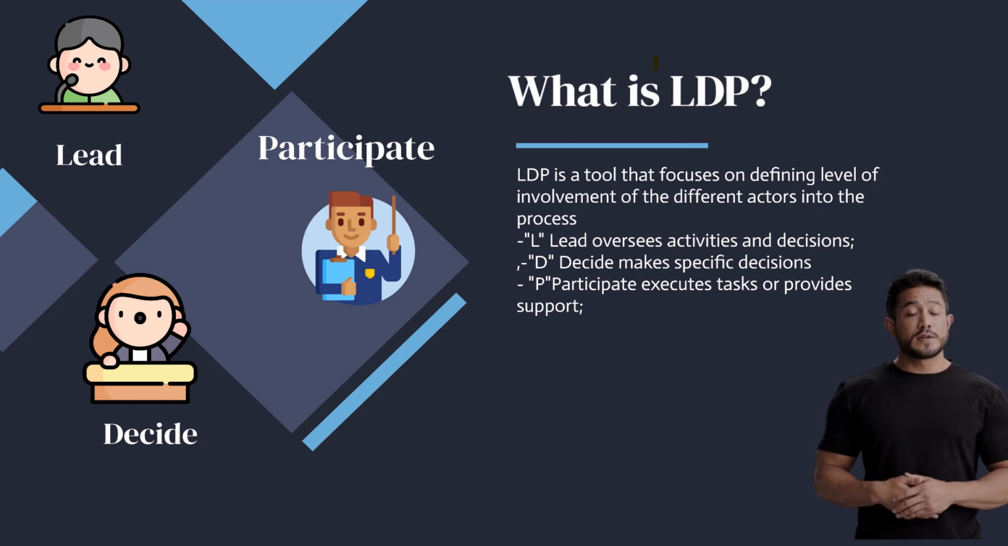LDP is a responsibility assignment tool that focuses on the level of involvement and authority of individuals or roles in decision-making and task execution within a process. It classifies roles into three categories. Lead, the person or role who is in charge of leading and overseeing a particular activity or decision. Decide, individuals or roles who are responsible for making specific decisions related to the process. Participate, individuals or roles who actively participate in the execution of tasks or provide support.